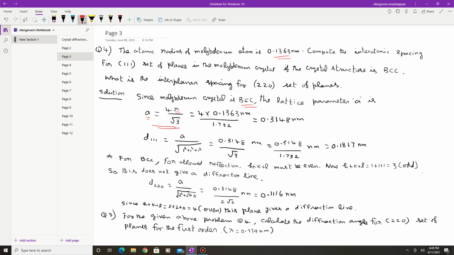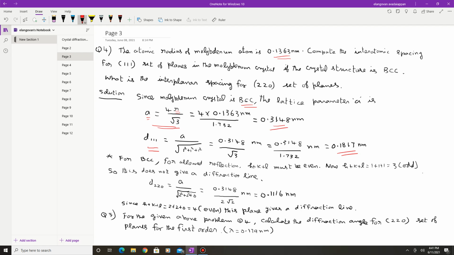Therefore we substitute here 4 into 0.1363 divided by 1.732. Once we simplify, the lattice constant is found to be 0.3148 nanometer. The interplanar spacing d111 is given by a divided by square root of h square plus k square plus l square. So 1 square plus 1 square plus 1 square, so a divided by root 3. If we simplify, this value is 0.1817 nanometer.